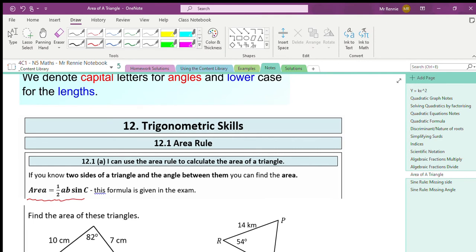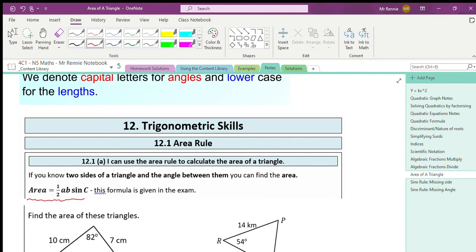Basically, this is how the formula works, and you're given this in the exam, on the formula sheet. If you know two sides of a triangle and the angle that fits in between them, then we can calculate the area using this formula. We're going to look at the examples below, and I'm going to get you to copy these into your notes. Make sure you've got a calculator ready as well. We're going to use a calculator for these questions today.